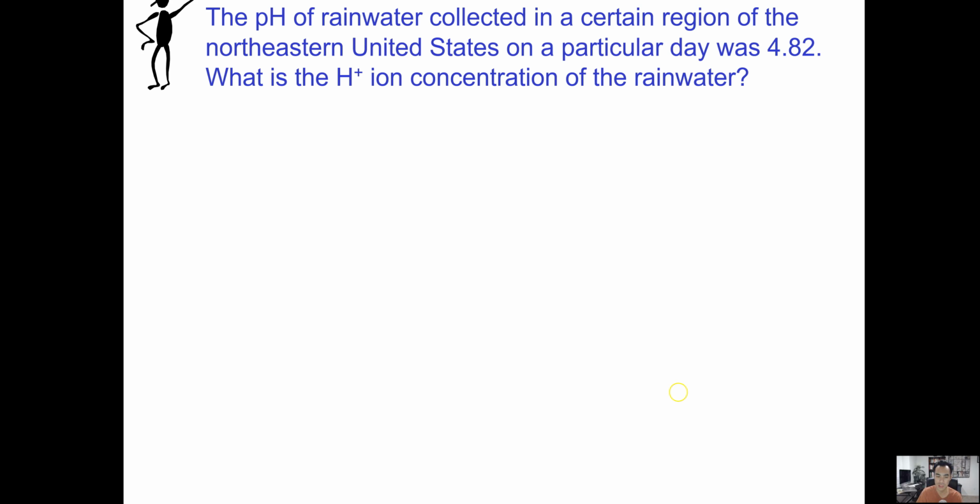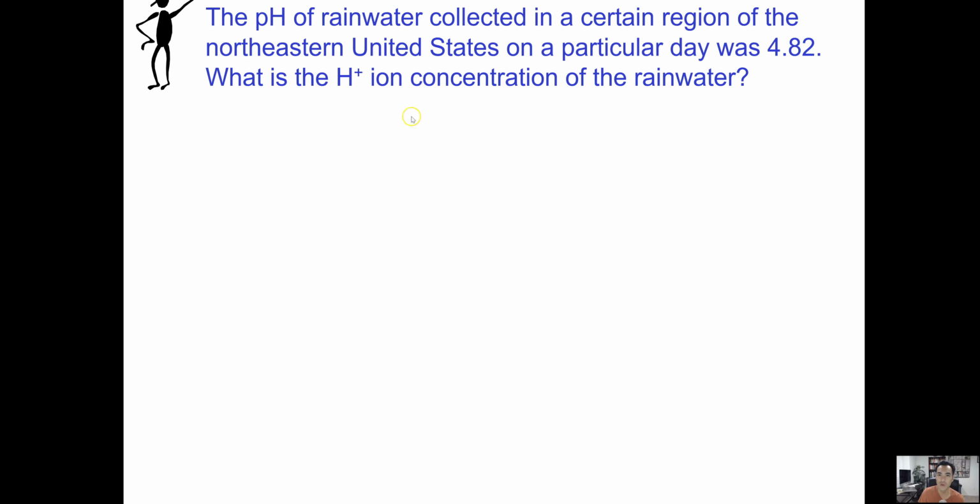Okay, all right, let's do this last problem here. It reads, the pH of rainwater collected in a certain region of the northeastern United States on a particular day was 4.82. What is the H plus ion concentration of the rainwater? Now, here is a great example of something where we're using that idea of the auto-ionization constant for water. So take a moment right now, you can pause the video and see if you can crank this problem out.